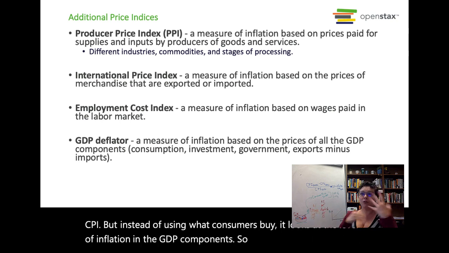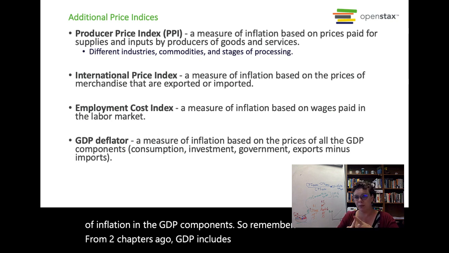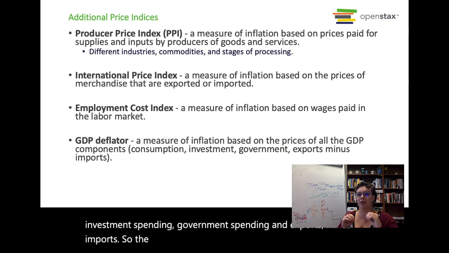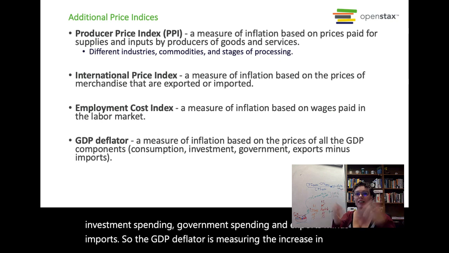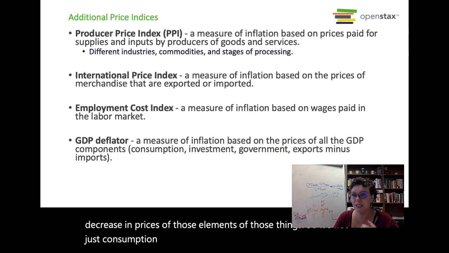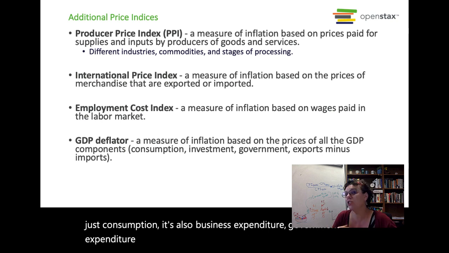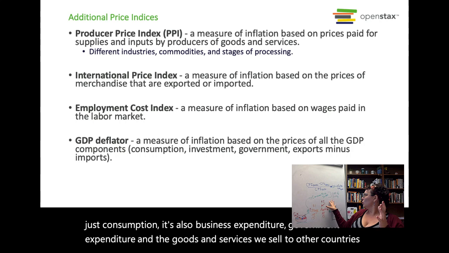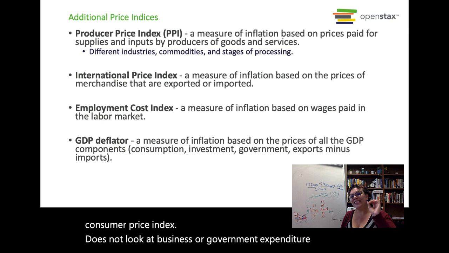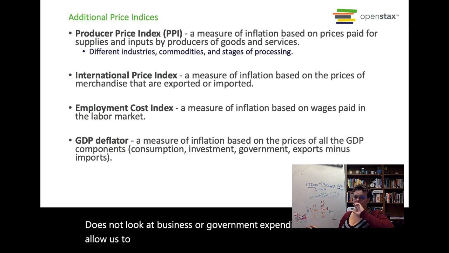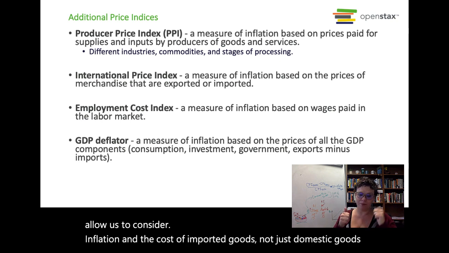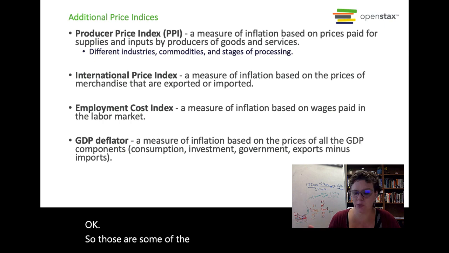So remember from two chapters ago, GDP includes consumption spending, investment spending, government spending, and exports minus imports. So the GDP deflator is measuring the increase and decrease in prices of those elements. So it's not just consumption, it's also business expenditure, government expenditure, and the goods and services we sell to other countries. Consumer Price Index does not look at business or government expenditure, but it does allow us to consider inflation in the cost of imported goods, not just domestic goods. Okay? So those are some of the big ways that we measure inflation.